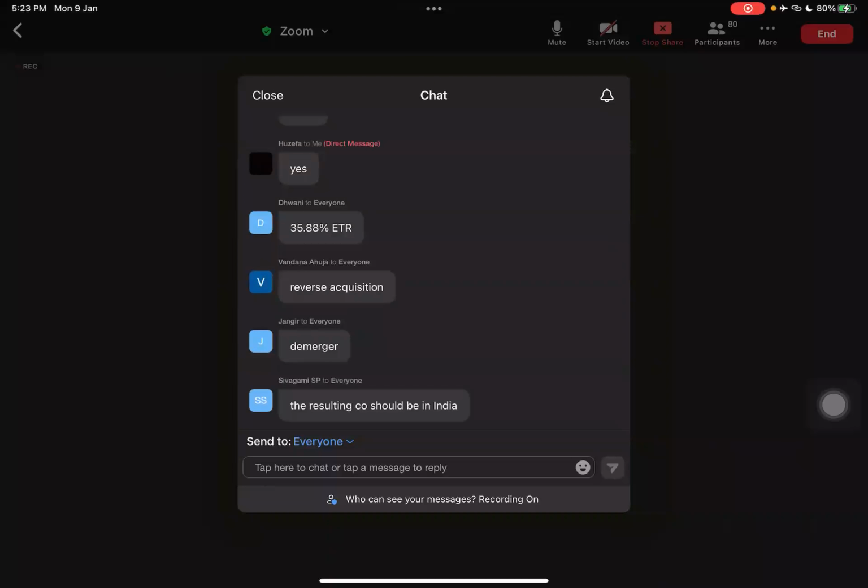The resulting company should be India. Perfect. Excellent. I'm assuming that all the other conditions of 219AA are getting satisfied. So that's the assumption that I'm making.